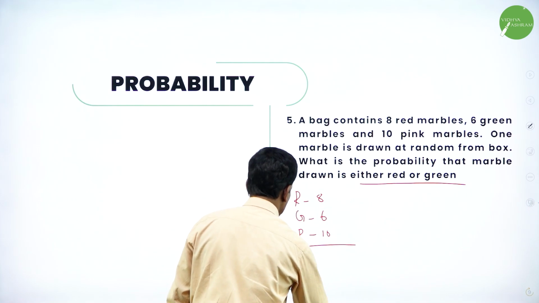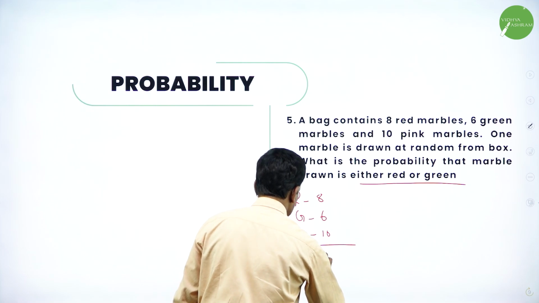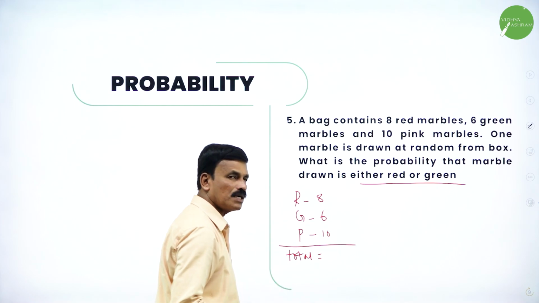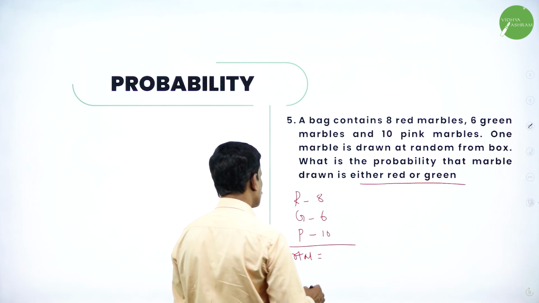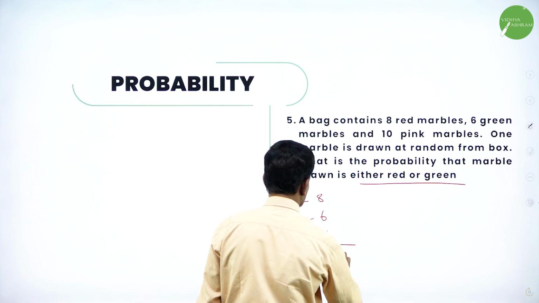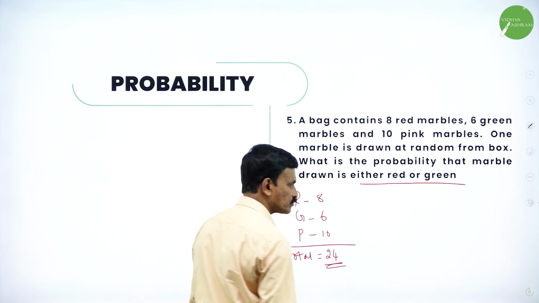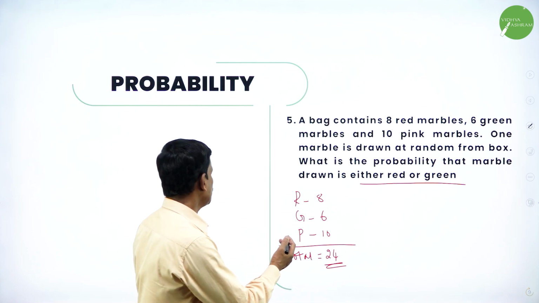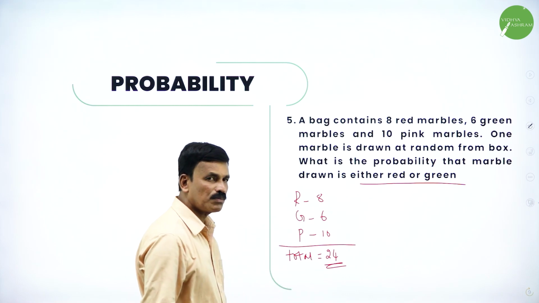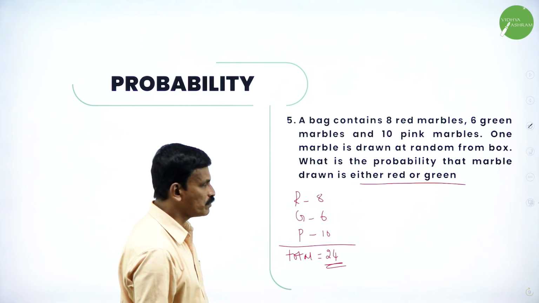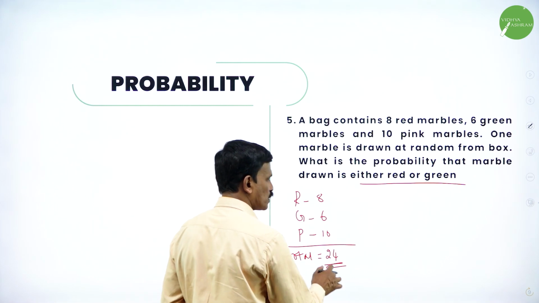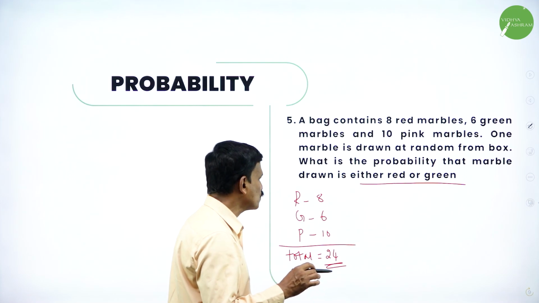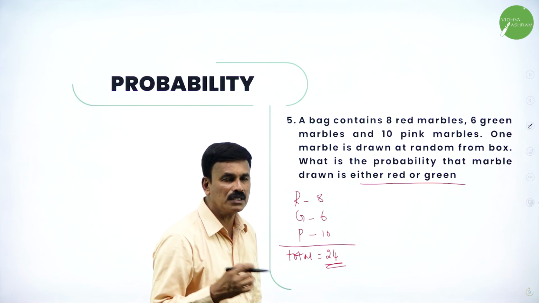So totally how many marbles are there? Total, there are 10 plus 6, 16. 16 plus 8, that's equal to 24. 24 marbles are there. Right. So a bag contains 8 red marbles, 6 green marbles and 10 pink marbles. Then totally 24 marbles are in the bag. What is the probability of getting the marble which is found to be either red or green?